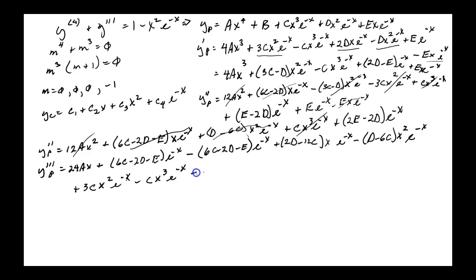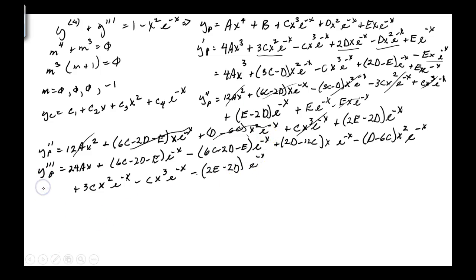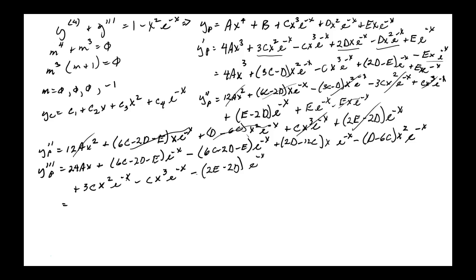That's just going to be a minus 2e minus 2d, e to the minus x. Nothing's going to change with that except that minus on that. That's all, I think. So that's done. All right, let's see if we can combine those terms. My goodness, this is a long problem.